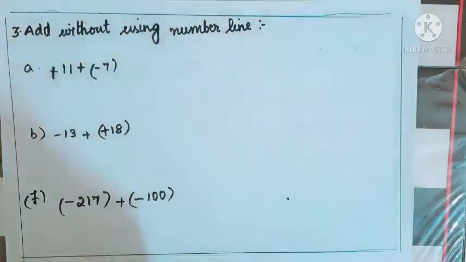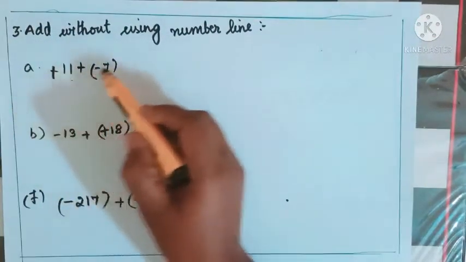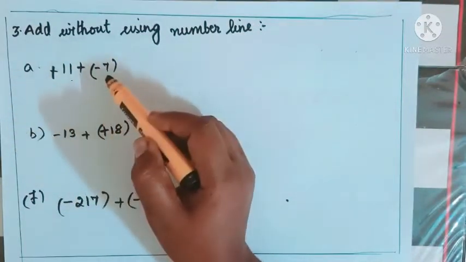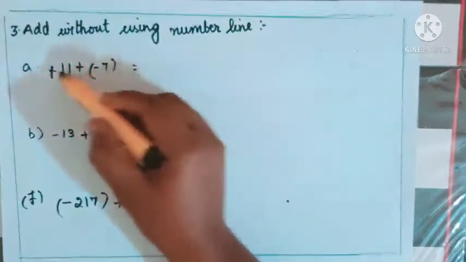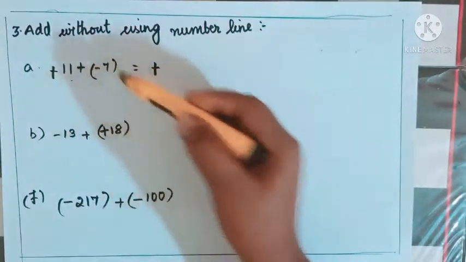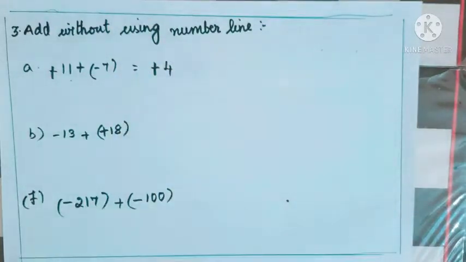Fine. Good. Now, with the rule, you can solve this without a number line, right? Here positive is given and negative is there. Positive and negative means, as I said, you have to subtract and put the bigger number's sign. The bigger number's sign is plus. So 11 minus 7 is 4. So plus 4. Is it clear here?